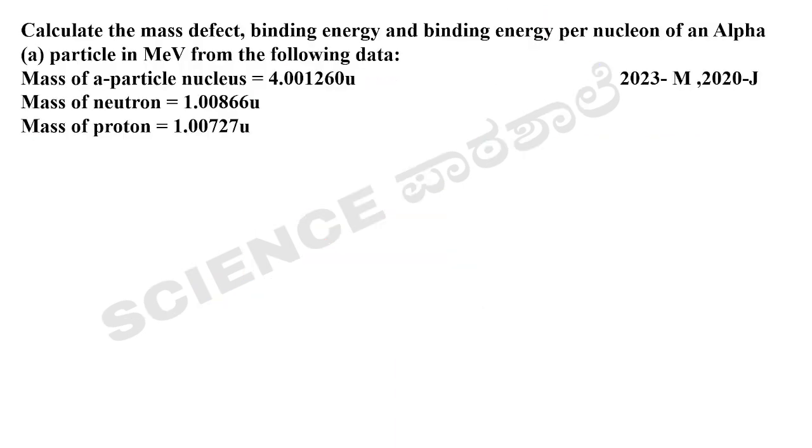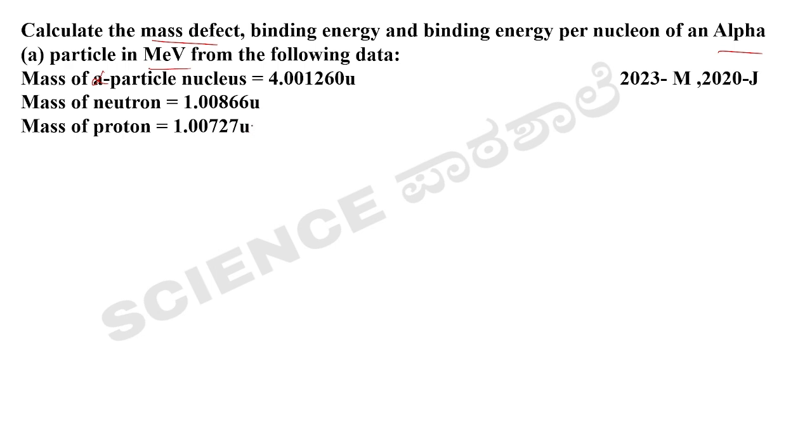See, the first numerical is like this. Calculate the mass defect, binding energy and binding energy per nucleon of an alpha particle in MeV, mega electron volt, from the following data. Mass of alpha particle nucleus is 4.001260 U. Mass of neutron is 1.00866 U. Mass of proton is 1.00727 U, in terms of atomic mass unit.